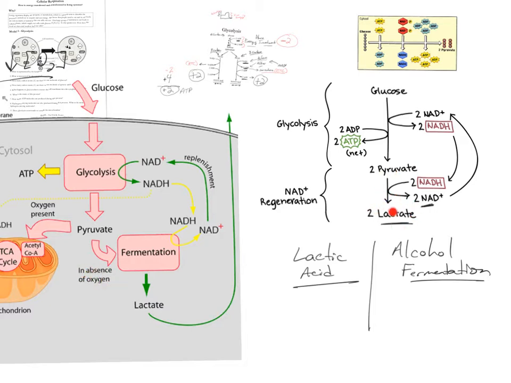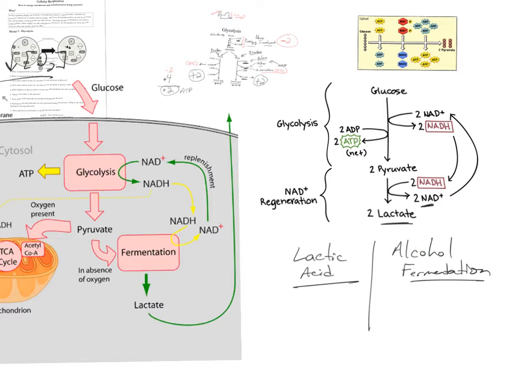We produce lactate. The lactate's released into the bloodstream. So pyruvate's turned into lactate, and while it does that, it produces NAD+. That NAD+ then can be used in glycolysis to make just a little bit of ATP. All right, so that's the purpose of fermentation.